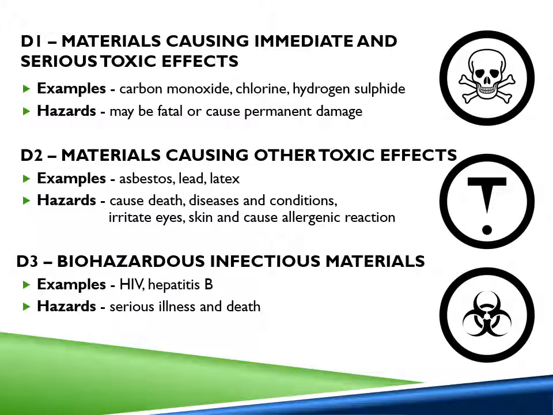The third division in the classification is biohazardous infectious materials. These materials are most often found in hospitals, laboratories, or in medical research. Biohazards are organisms that cause disease in persons and animals. They are germs, bacteria, viruses, fungi, and parasites. Exposure to these materials can result in serious illness and death. Examples of these materials include HIV and hepatitis B.